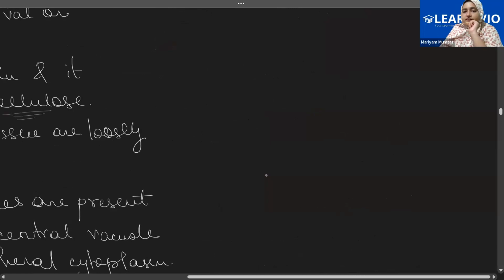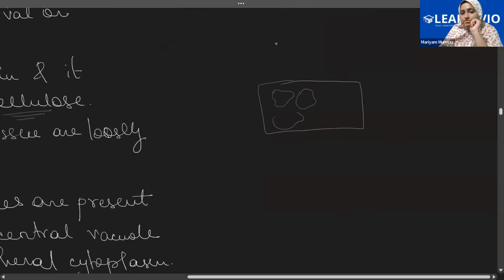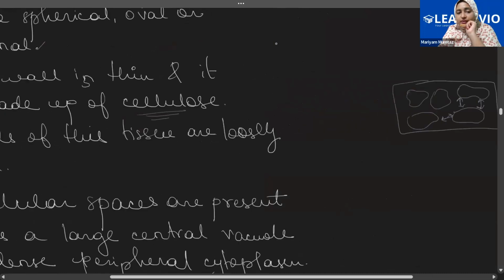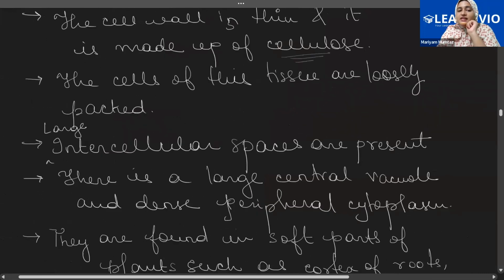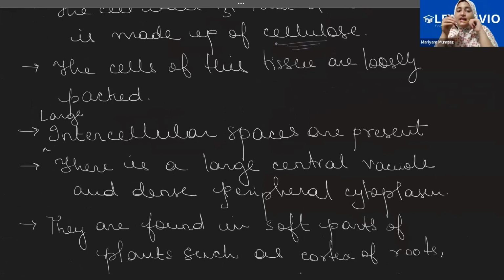If this is the tissue and we are talking about the cells, for example, this is a cell. All of the cells are like this. So there is a lot of space present in between the cells. So we'll say that this particular tissue has a lot of intercellular spaces, or large intercellular spaces, since the cells are loosely packed.